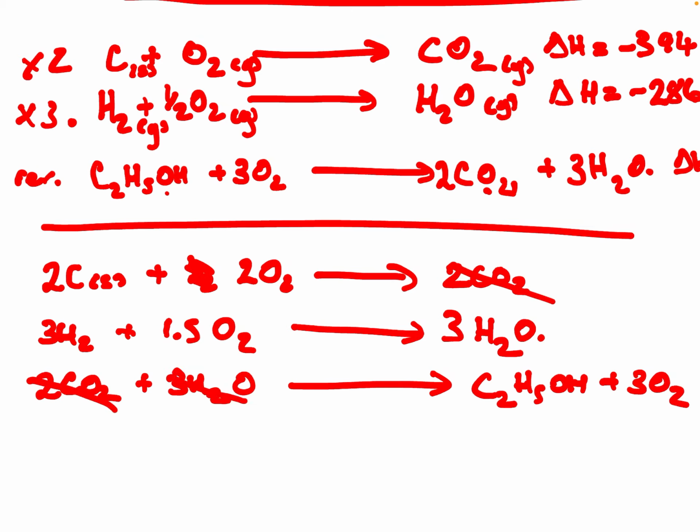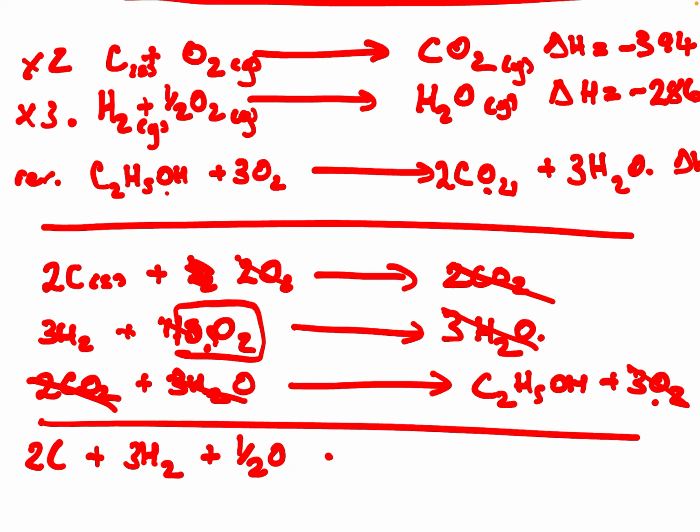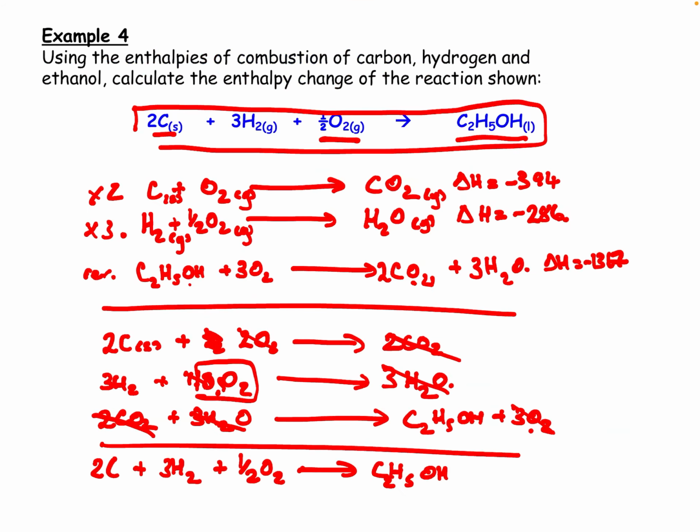We've got 2CO2 there, 2CO2 there, 3H2O there, 3H2O there. In total we've got 3.5 oxygens here, but 3 down here, which means we can cancel out 3 of those, but we are still left with 0.5 O2, which means we've got our target equation. 2C plus 3H2 plus half O2 gives us C2H5OH. That's the target equation there. So we've got that good.